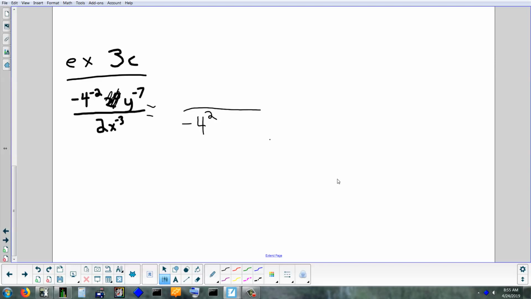Perfect. Because that negative doesn't change. Like Mr. Hager said, the -2 is only worried about the -2 with the 4, not with the negatives. The negative's just coming down. You want to leave that negative up top or bring it down? Doesn't matter.